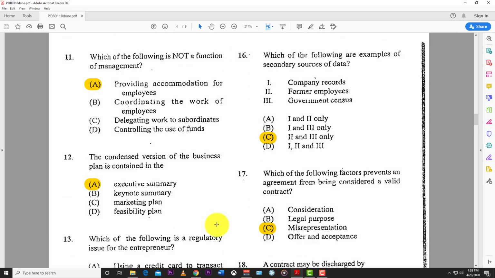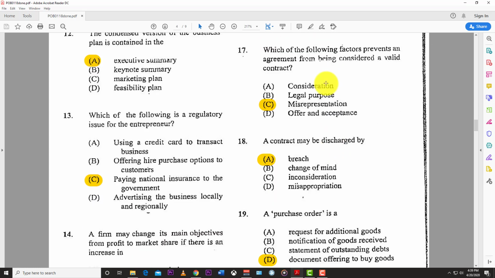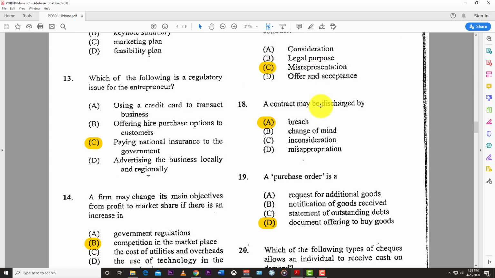Number 16, which of the following are examples of secondary sources of data. And the best answer is C, 2 and 3, which is farmer employees and government census, because these are just second-hand information. All right. Number 17, which of the following factors prevents an agreement from being considered a valid contract? And the best answer is C, misrepresentation.